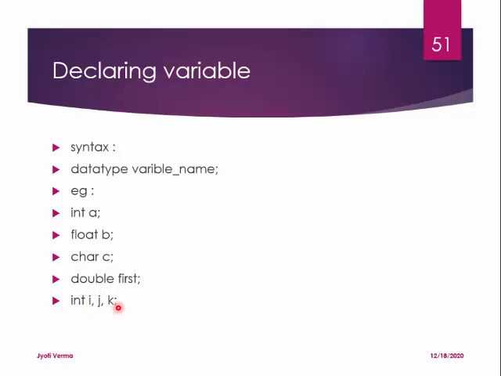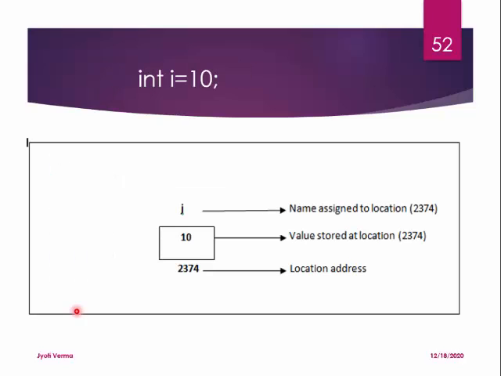and k. That means what? I, j and k, all three are of which type? Integer type. So here we have declared the variable i and we have initialized the variable to the value 10, and initialization is done using the assignment operator, that is the equal to operator. And this thing within the compiler or within the computer is something like this. There is a location and the name is i and the value is 10.